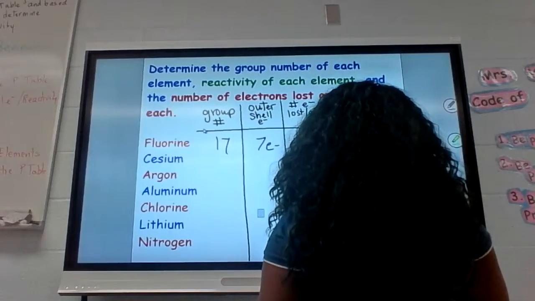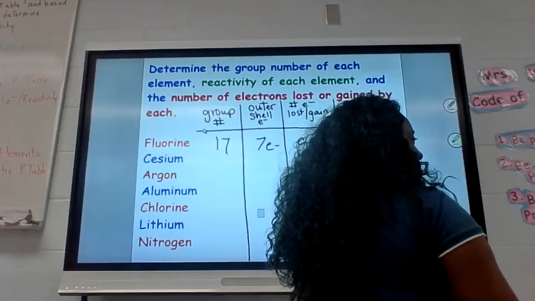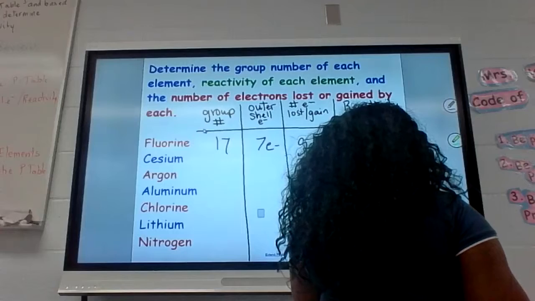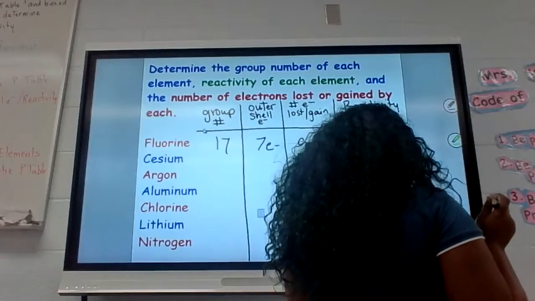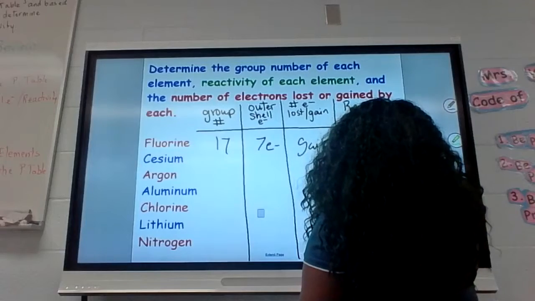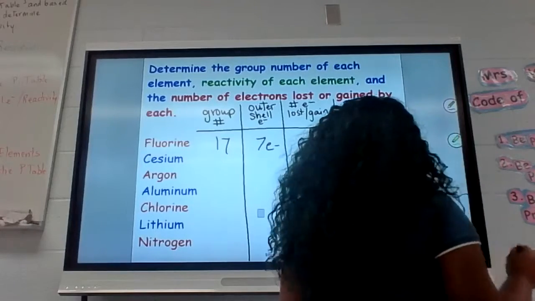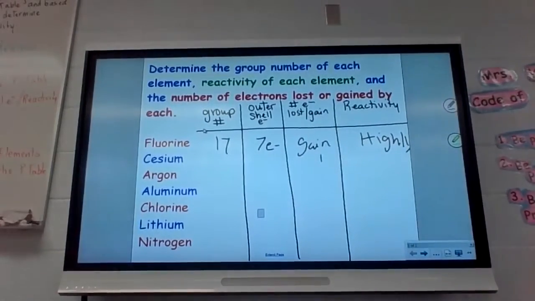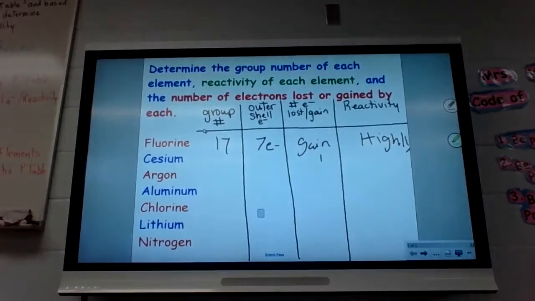Reactivity. Will it be highly reactive, moderately reactive, or fairly reactive? Highly. So highly. That's a lot. Now we'll go check. All right. How about Malik? Sort of all over cesium, but do it anyway.